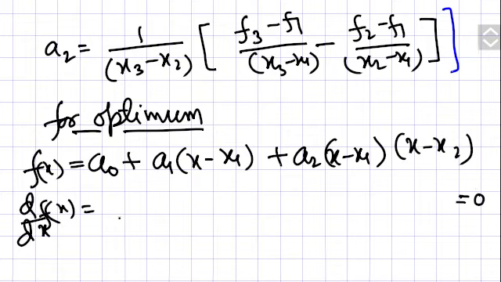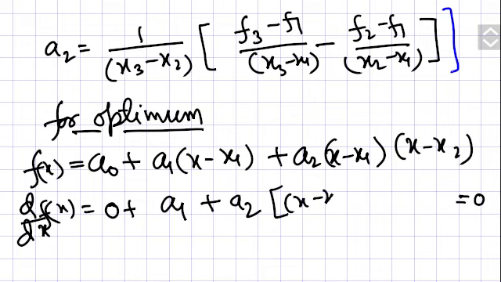Always you do this. So when you differentiate this constant with respect to x, it is 0, and when you do this it will be a1, and when you do this it will be a2 times (x minus x1) plus (x minus x2). So just very easily you can do. Now you solve it for x.